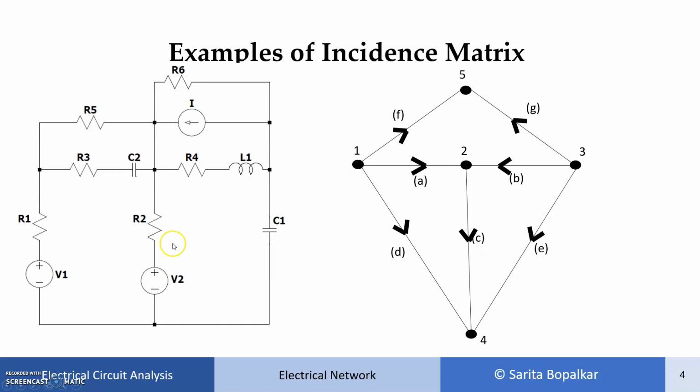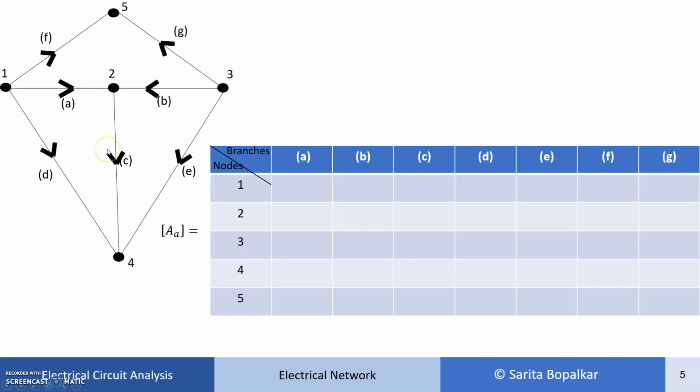So this graph is related to this circuit. We already studied this. You can watch the previous video. Now for this graph, let's write the incidence matrix capital A. The number of columns is equal to the number of branches and the number of rows is equal to the number of nodes. Now this incidence matrix tells us which branch is incident at which nodes. Always for one branch, there are two nodes related, and according to its orientation, we'll decide whether the current is towards the node or away from the node.